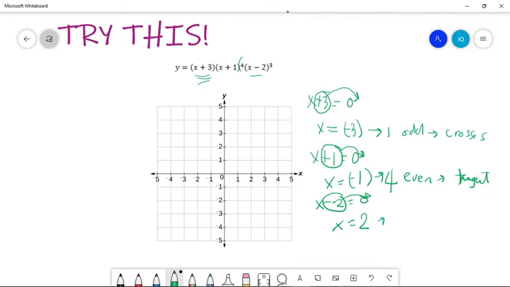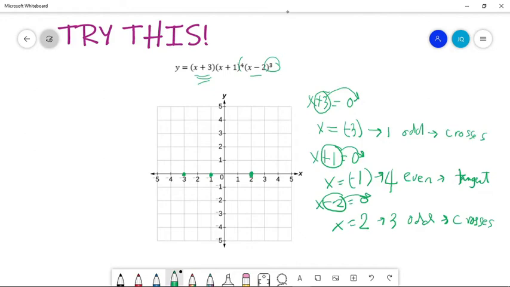Do not forget that, okay? So the multiplicity is 3, and that is odd. So when it's odd, it crosses. So now we know the roots. Let's plot them. That's negative 3 here. Next is negative 1 here, and positive 2 here.